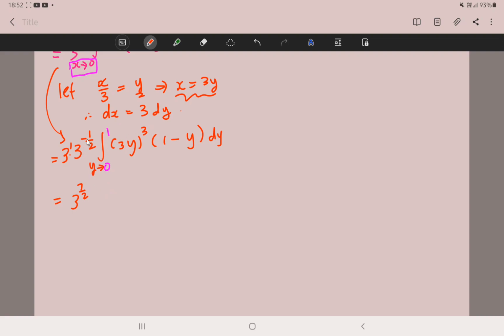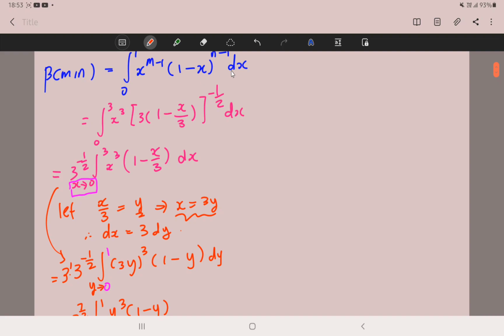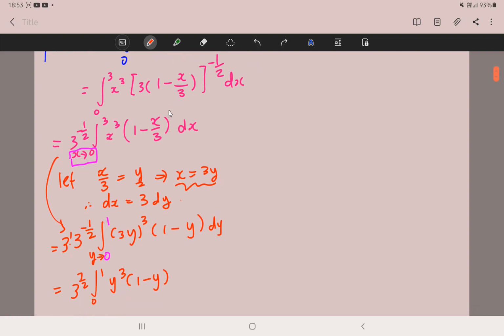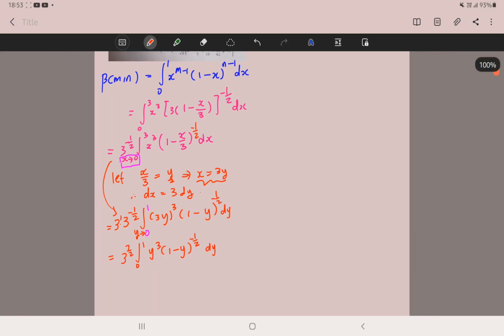Okay, 3 to the power of 3, so 6, 5, 7. Yeah, 7 over 2, integration from 0 to 1. Okay, we are left with y cubed times y minus, so don't forget, I forgot to include this minus 1 half. We still have minus 1 half over there, so this is minus 1 half, minus 1 half, minus 1 half dy.